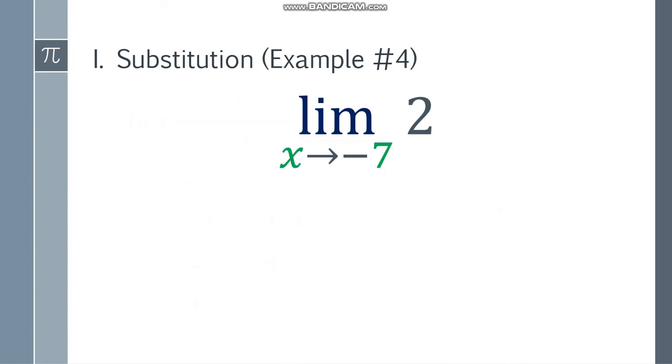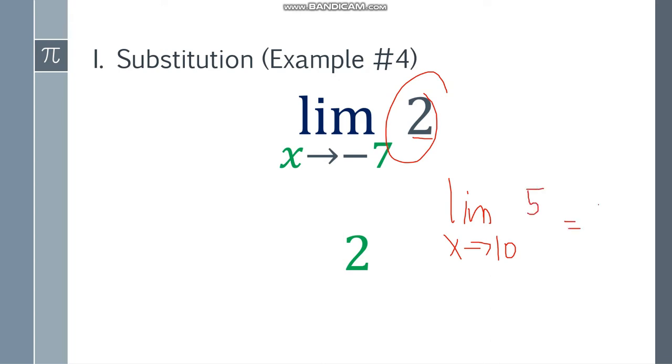Moving on, example number 4. Paano pag ganito? The limit of the function 2 as x approaches negative 7. Wala kang x, as in, constant lang siya. As 2 lang. Pag ganyan, wala kang variable man lang, or x, ang sagot mo, eto mismo. Kung, example, kung may limit tayo as x approaches 10, tapos yung function natin ay just 5, ang sagot natin ay 5 lang din. Maeencounter nyo siya sa mga test, so tricky din siya.